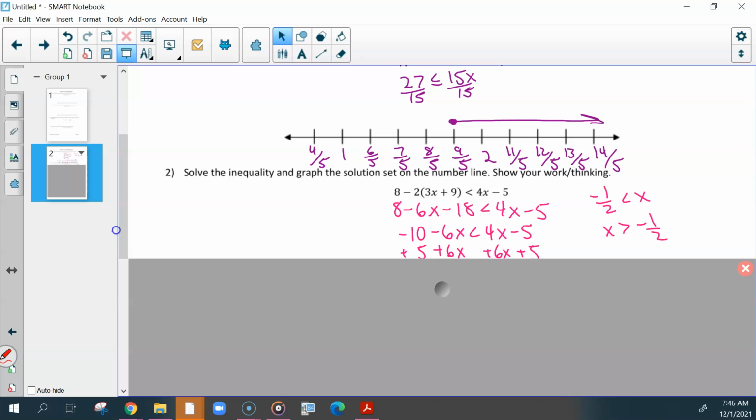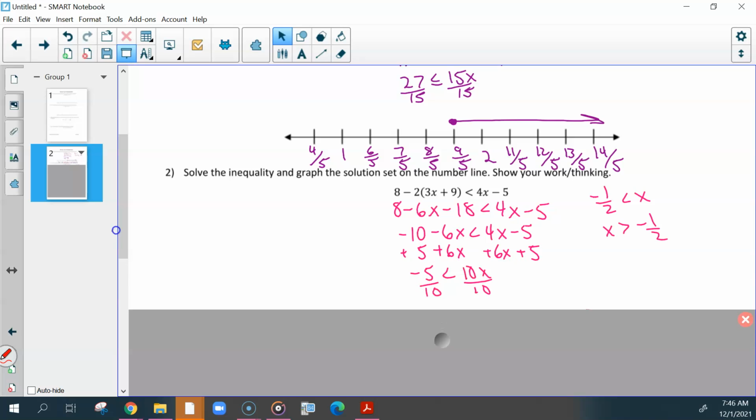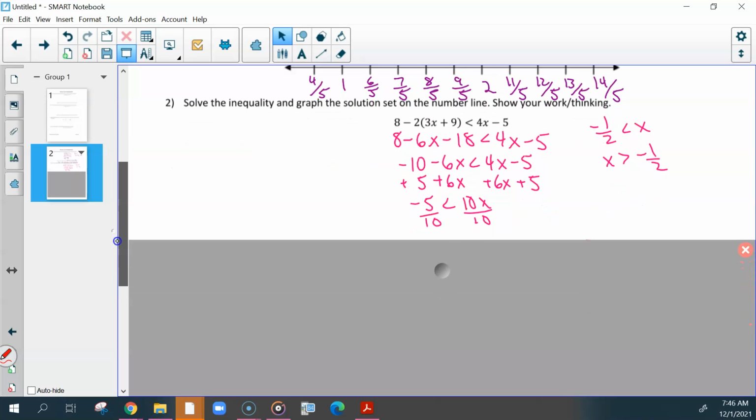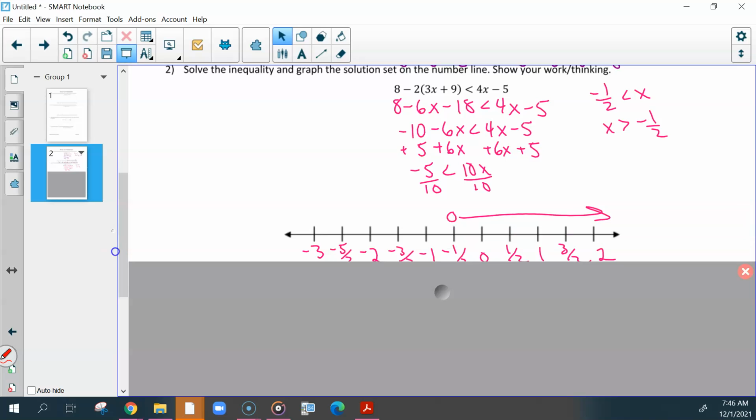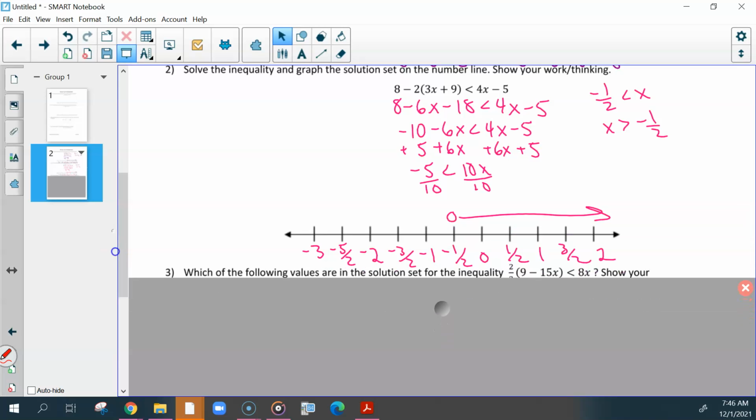Number 2, you also needed to solve, and you ended up with another fraction, -1/2. And again, when you did your number line, you could have done this a couple different ways. Use decimals, fractions, whole numbers, a mixture of those. I think I used a mixture. So this would be an open circle at -1/2 going to the right. Have any questions on that one?